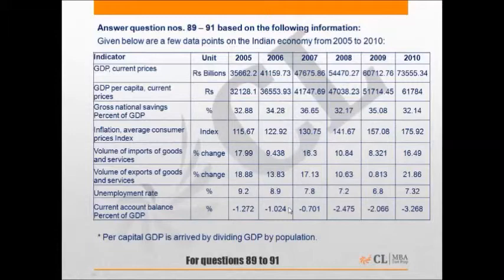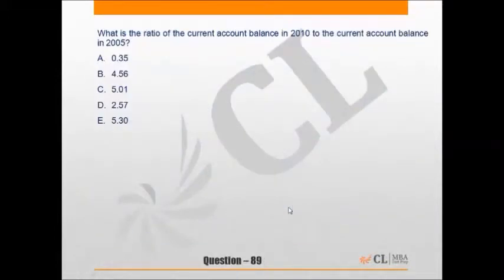Similarly, we can check other indicators like unemployment rate. In 2006 it was 8.9, and current account balance percentage of GDP in 2010 is minus 3.268. So it is quite easy to understand the table and the figures given in it. In the first question of the set, it is asking what is the ratio of the current account balance in 2010 to the current account balance in 2005.